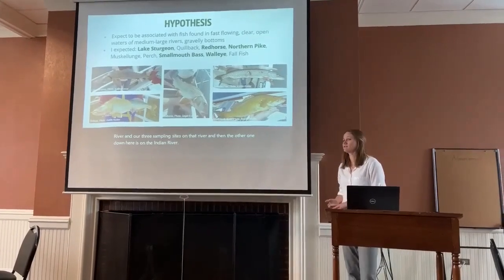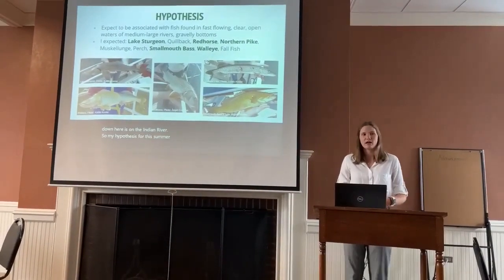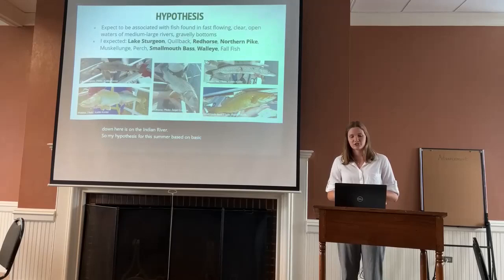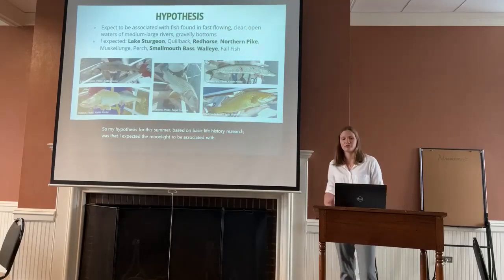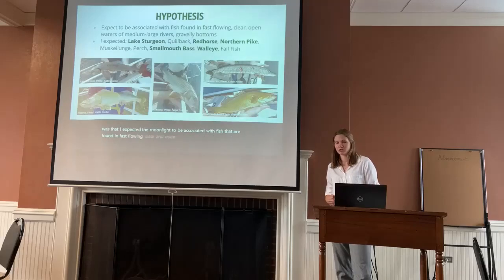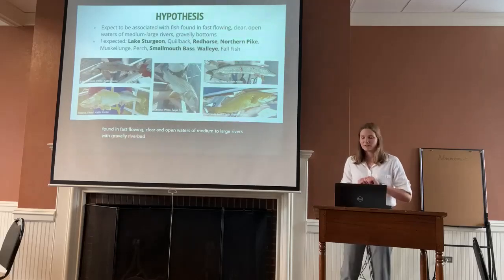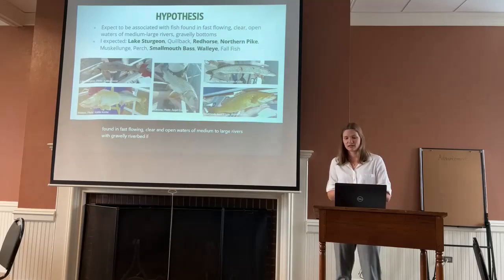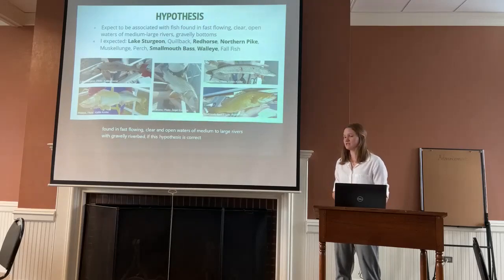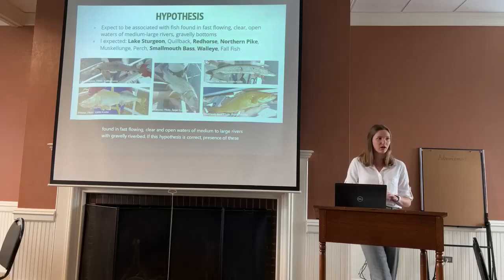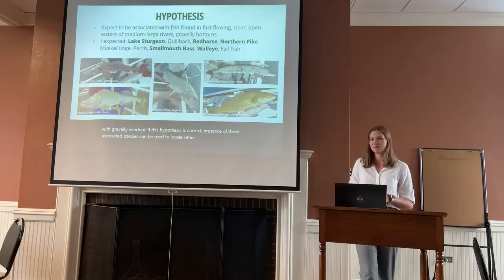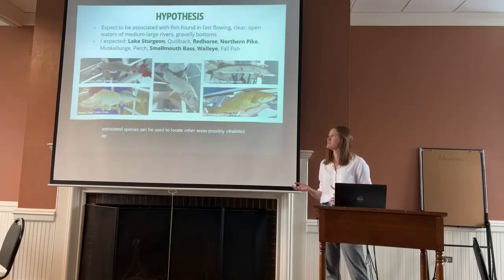So my hypothesis for this summer based on basic life history research was that I expected the Mooneye to be associated with fish that are found in fast-flowing, clear and open waters of medium to large rivers with gravelly riverbed. If this hypothesis is correct, presence of these associated species can be used to locate other areas possibly inhabited by Mooneye. And then I also made some predictions.